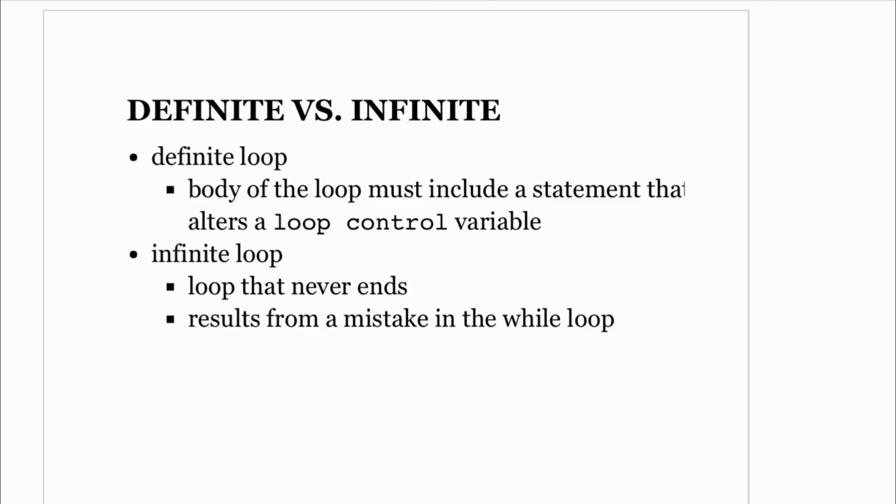And so now you'll see that there are a couple different ways that you can describe loops. A loop can be either definite or infinite. A definite loop is what you want to aim for. You typically want to write definite loops in your program. A definite loop is a loop in which the body of the loop has a way that it's being controlled through a loop control variable.